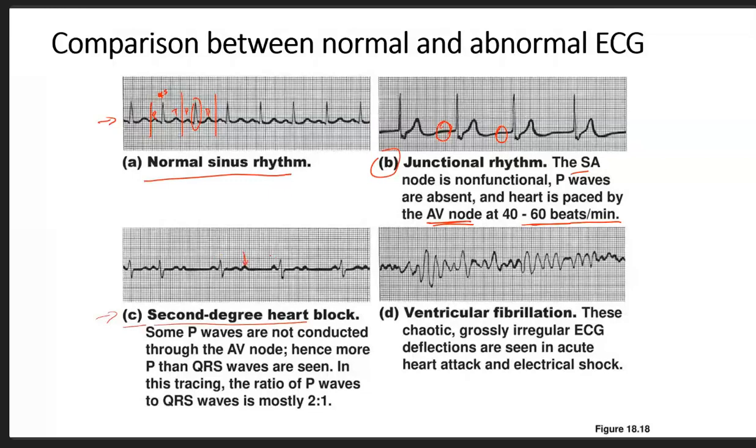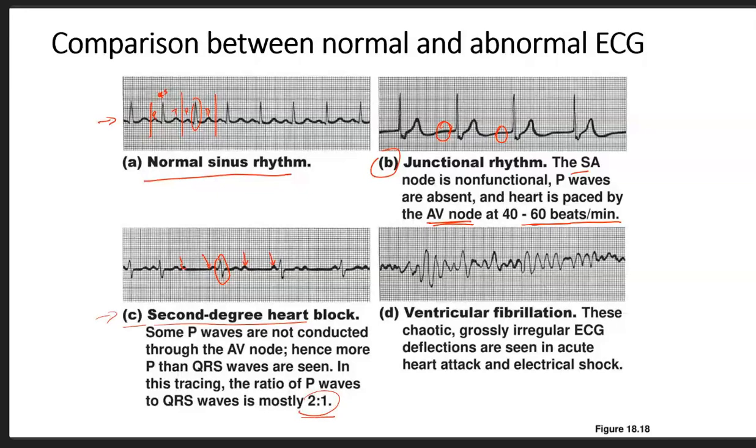Okay. More P waves compared to the QRS complex. So the ratio between P and QRS waves is 2:1. 2 P waves to 1 QRS complex.